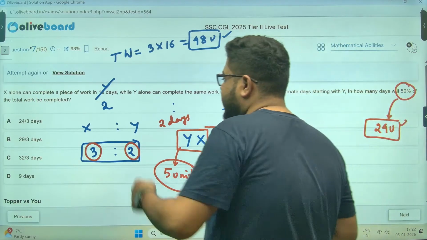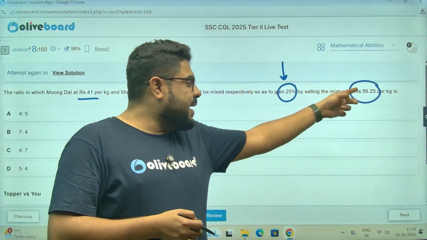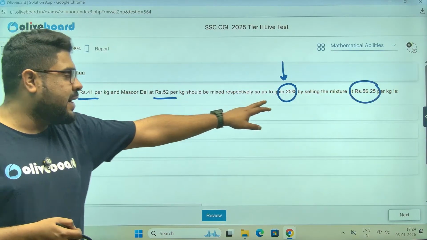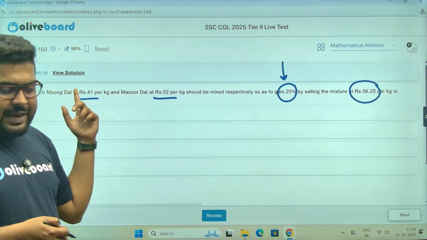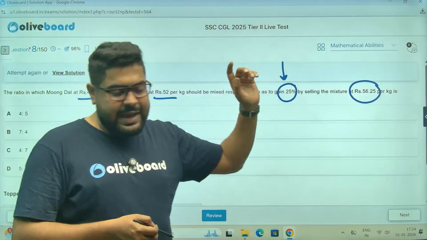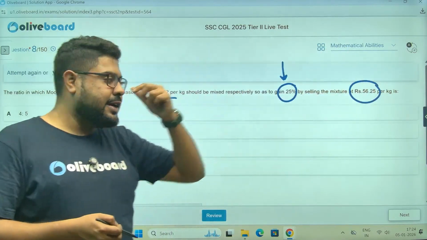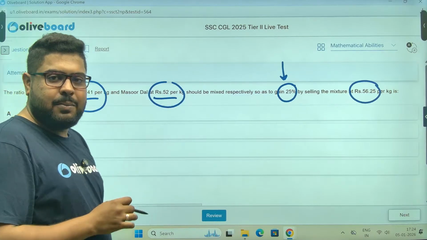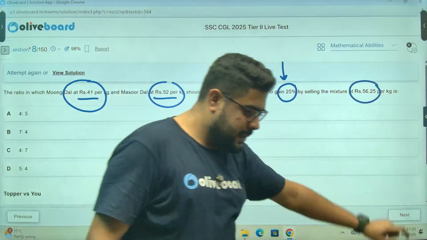So tell me, how many packets should I take, sir? Either you figure out CP from here, or you convert using 25% profit, you convert SP here. You convert either this to CP, or you convert these two to SPs. Both work. But again, it's much better to do this.